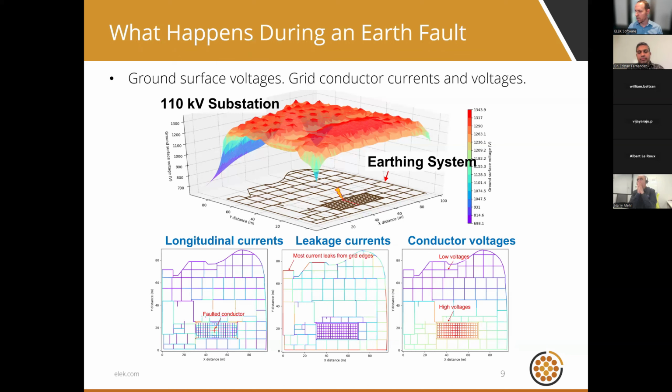Now, as a result of the leakage currents, we see ground surface voltages, touch and step voltages. That's what this colored plot at the top shows. This is ground surface voltage, which has occurred as a result of the leakage of the fault currents via the earthing system into the soil.